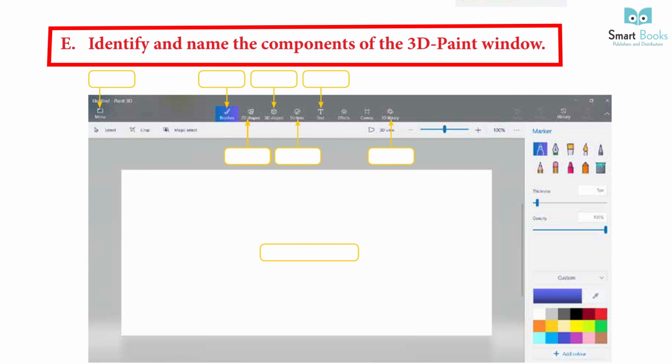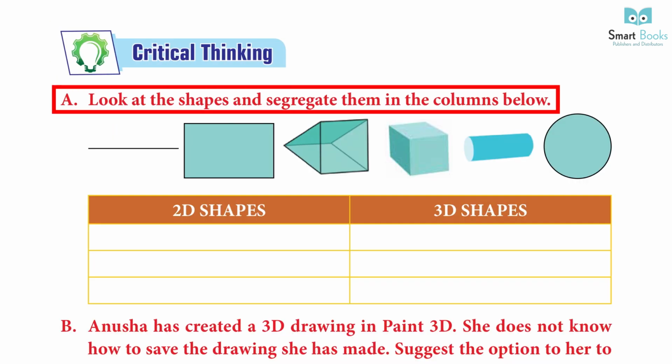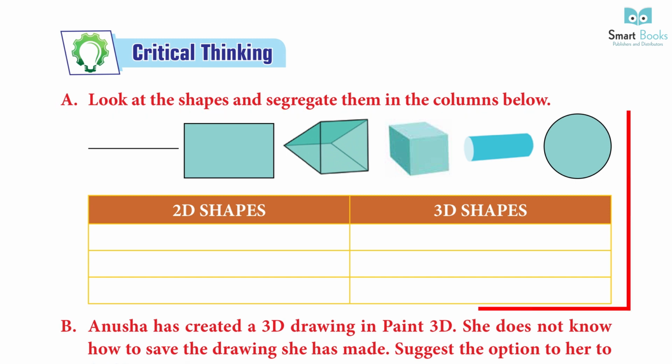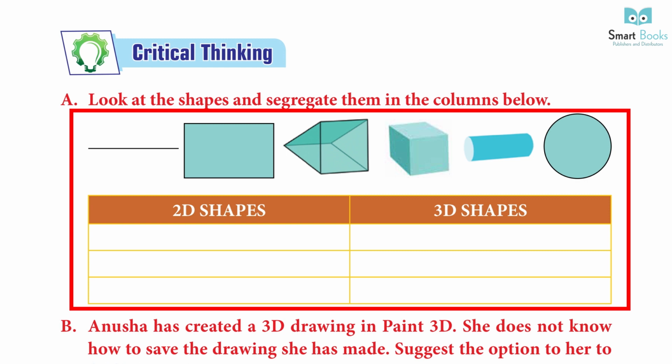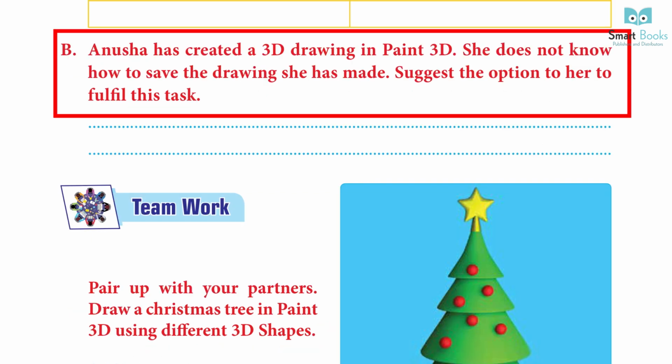Answer: Do it yourself. Critical thinking. A. Look at the shapes and segregate them in the columns below. Answer: Do it yourself. B. Anushka has created a 3D drawing in Paint 3D. She does not know how to save the drawing she has made. Suggest the option to her to fulfill the task.